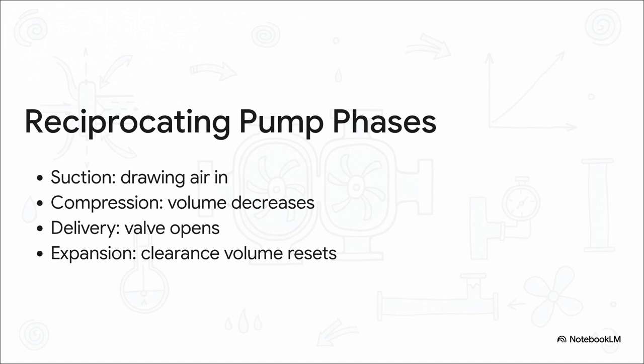First up is suction, where the piston retreats, the internal pressure drops, and fresh air gets sucked in. Next is compression. The piston reverses direction, the internal volume shrinks, and pressure spikes. Once that internal pressure beats the pressure waiting in the tank, we hit the delivery phase, forcing the air out. And finally, expansion. A tiny bit of trapped air at the very top of the piston expands back to normal pressure before our brand new suction cycle can kick off.